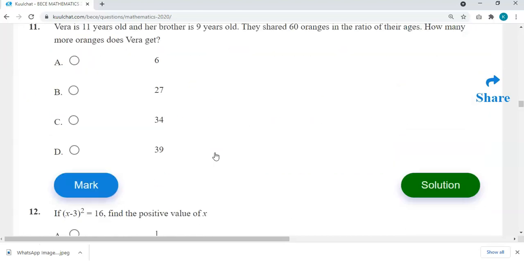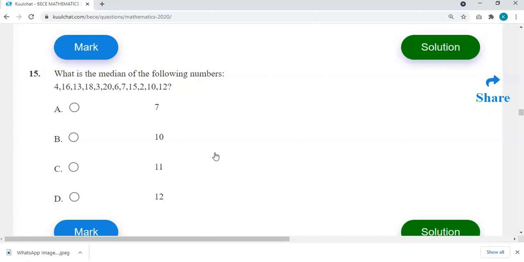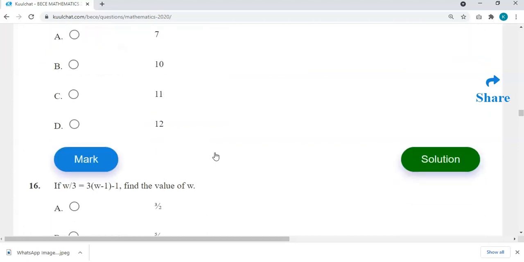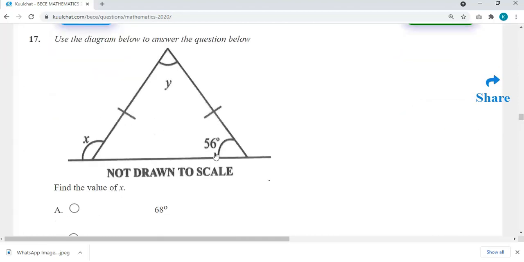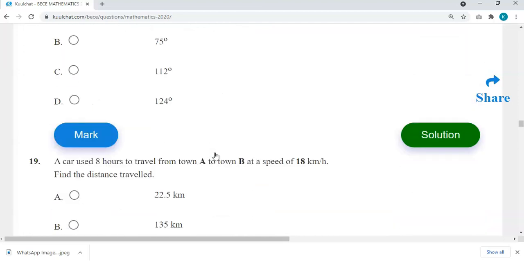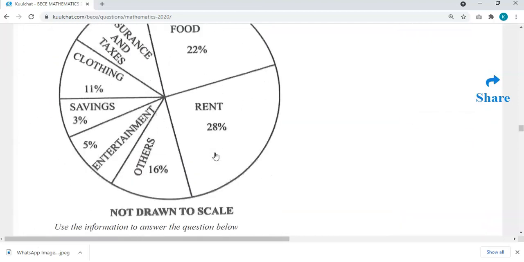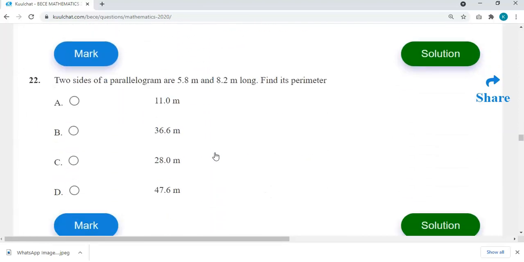So let's quickly move to question 21. If you haven't checked our previous video which solved question 1 to 21, please make reference to it. But I'm going to start from question 22 to question 40.